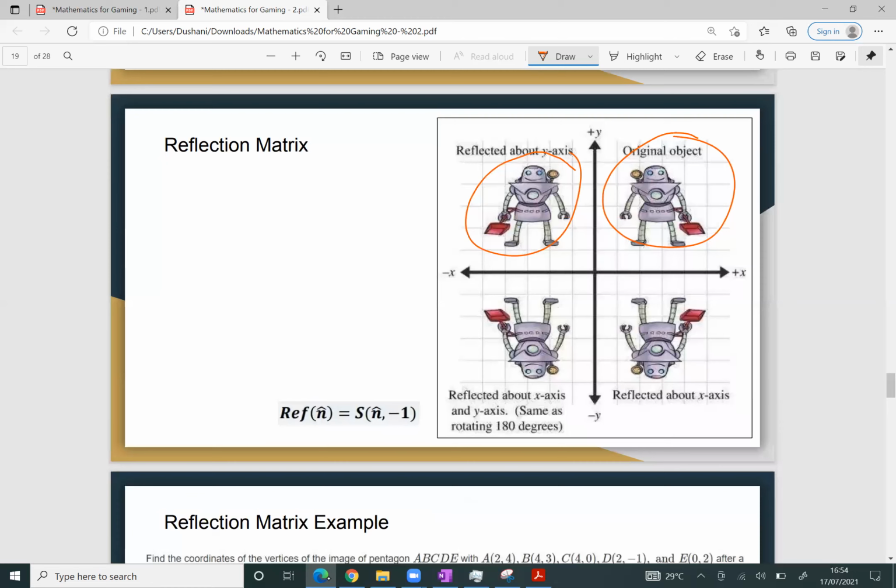And then you have the reflection about the x-axis. This is reflected about the x-axis and y-axis, both x and y.